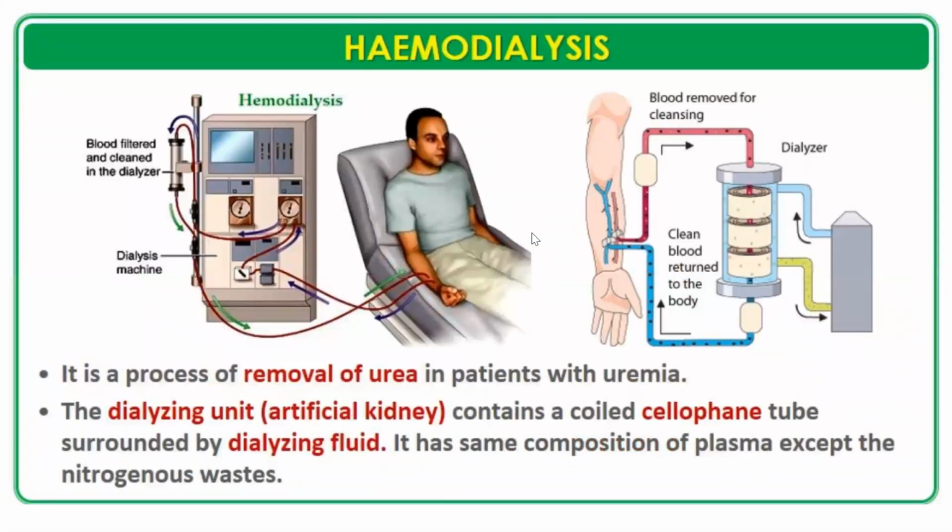Then comes hemodialysis. Hemodialysis is a process of removal of urea in patients with uremia, where the renal organ, that is the kidney, is damaged. It's not functioning properly. The dialysing unit, which is known as artificial kidney, contains a coiled cellophane tube surrounded by a dialysing fluid. It has the same composition as plasma except the nitrogenous waste.